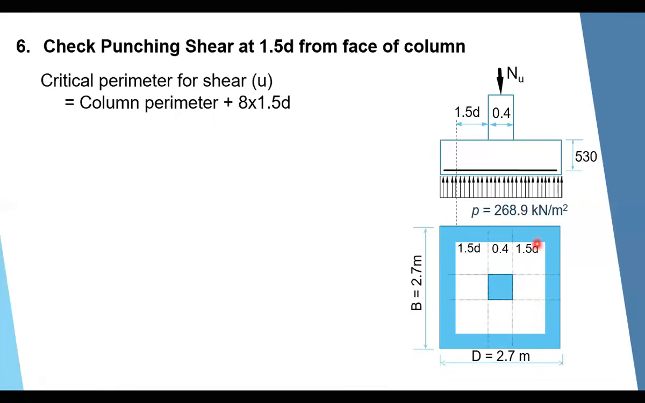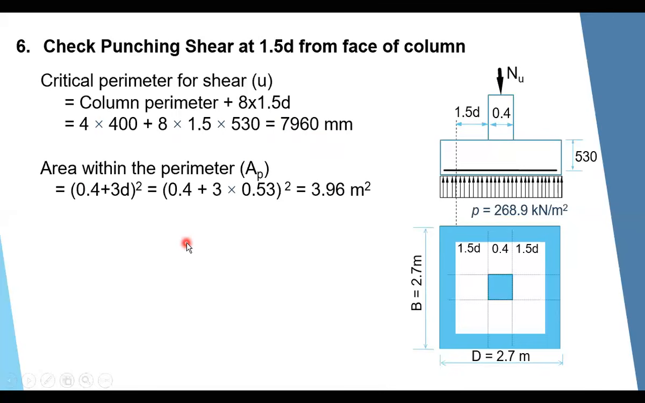You can calculate the distance here, 0.4 plus 1.5 D plus 1.5 D. So you have this dimension, multiply by 4, and you can get the perimeter. This is one method. Or you can use this equation here, which is the column perimeter plus 8 times 1.5 D. So getting this distance here, it will be 7,960 millimeter. You get it in millimeter.